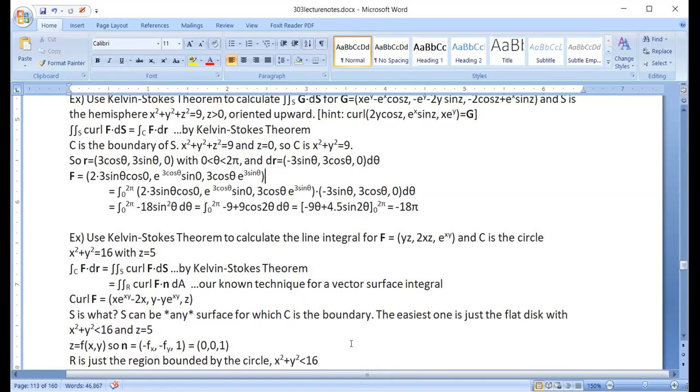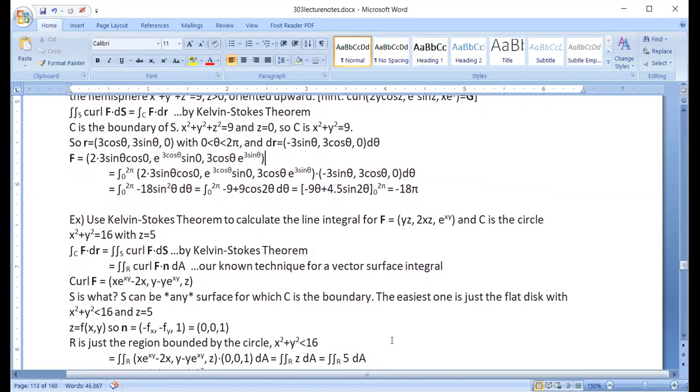So x squared plus y squared is less than 16. So setting this up, we want the double integral over the region of the curl, which was that vector field, dot the normal vector, which we just found was 0, 0, 1, and then all of that dA. Taking the dot product, you just get z. And furthermore, because we're on the surface, we already know that z equals 5.